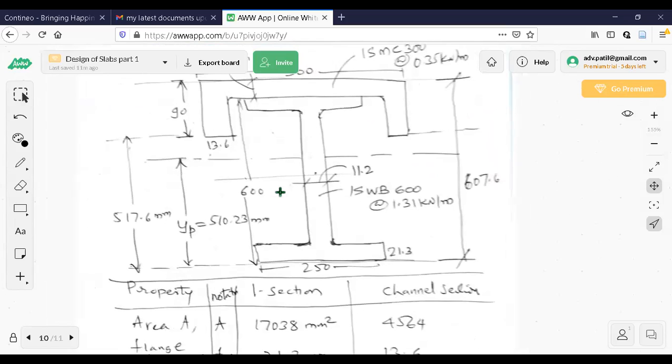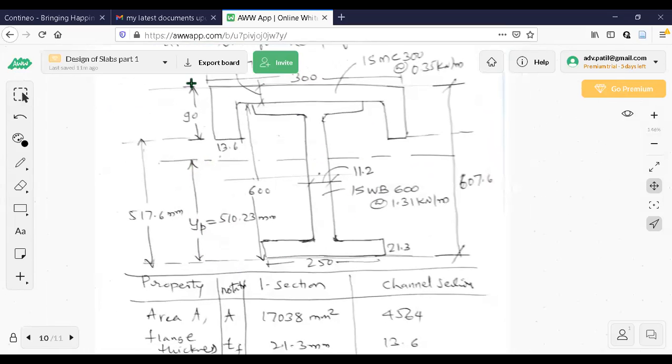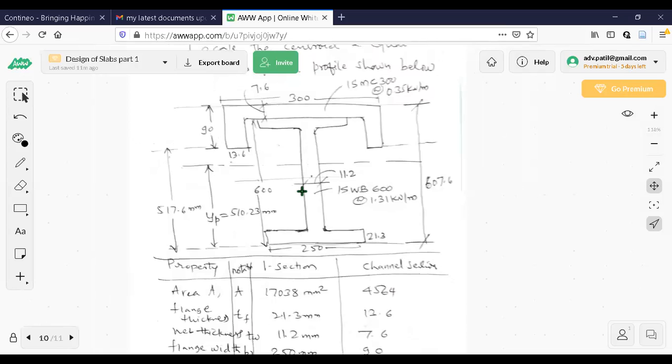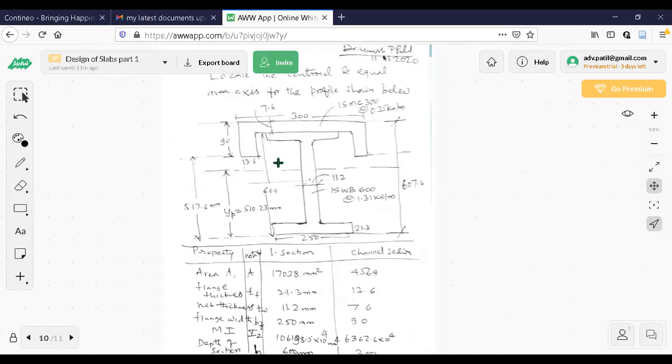What they have given here is, you have to find out a line YP. I have calculated 510.23. You have to calculate this height such that above this line A by 2, below this line A by 2, total area. How to get this YP as well as Y bar. Y bar I will show you later on. Y bar I have calculated from the top. YP I have calculated from the bottom. So you can understand this one here.